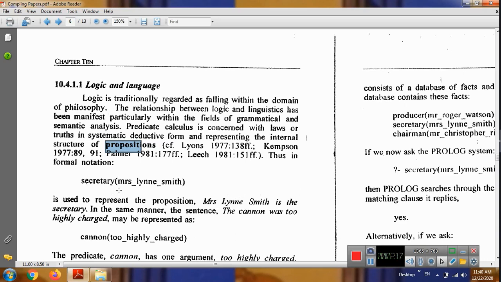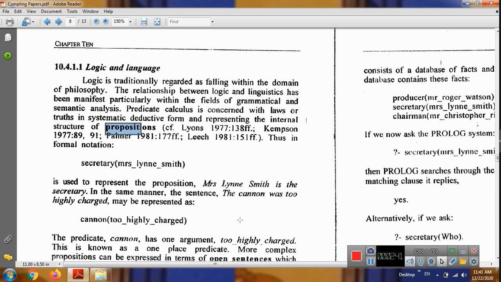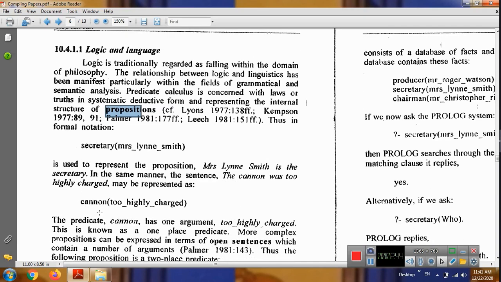Here we write just the noun, and after that Mrs. Lion Smith in this way. It is used to represent the proposition Mrs. Lion Smith is the secretary. In the same manner, the sentence the cannon was too highly charged may be represented as cannon too highly charged.